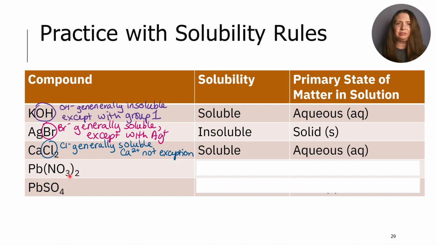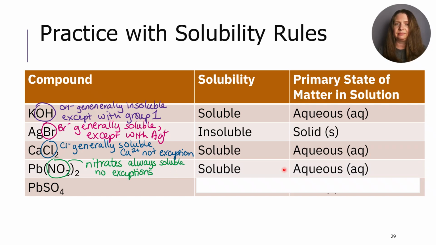Next is lead-2 nitrate. All nitrates are soluble, with no exceptions. Therefore, lead-2 nitrate is soluble and exists primarily as an aqueous solution. Finally, we have lead-2 sulfate. Sulfates are generally soluble, but lead-2 plus is an exception. Therefore, lead-2 sulfate is insoluble and primarily exists as a solid precipitate.